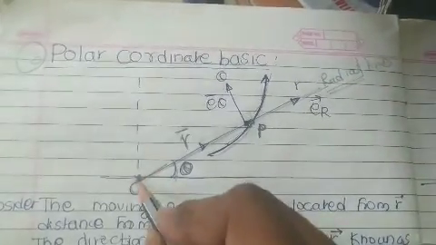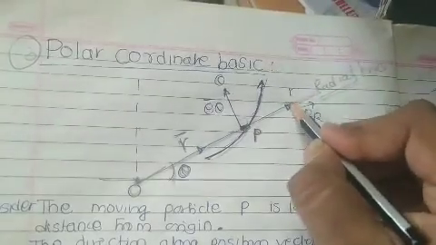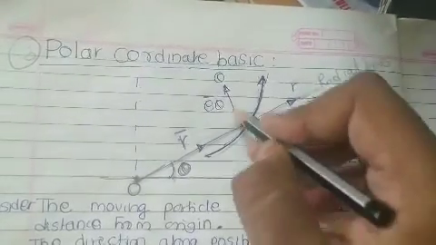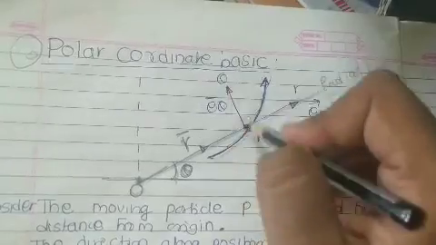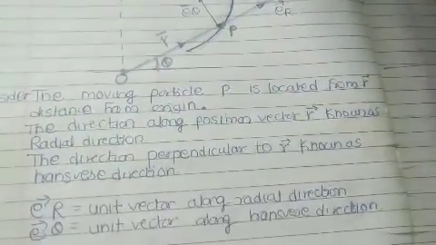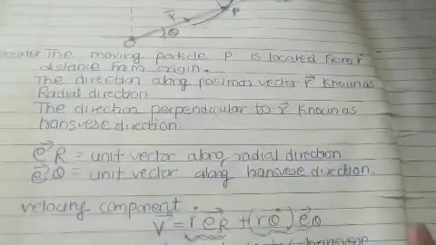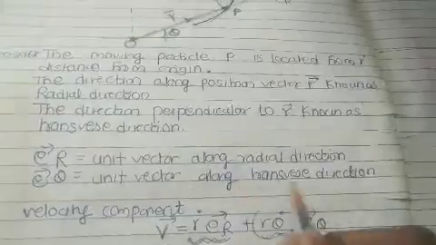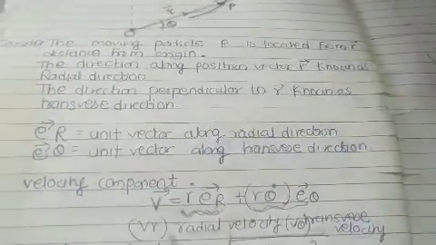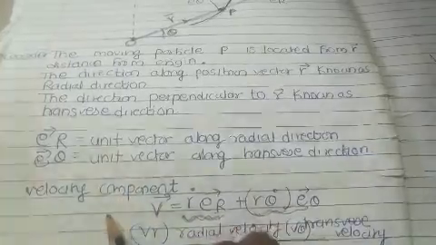The direction along the position vector r is known as the radial direction. So this direction is known as the radial direction. And the direction perpendicular to r is known as the transverse direction. Now e_r is the unit vector along the radial direction and e_theta is the unit vector along the transverse direction. The velocity is the vector sum of these two components.